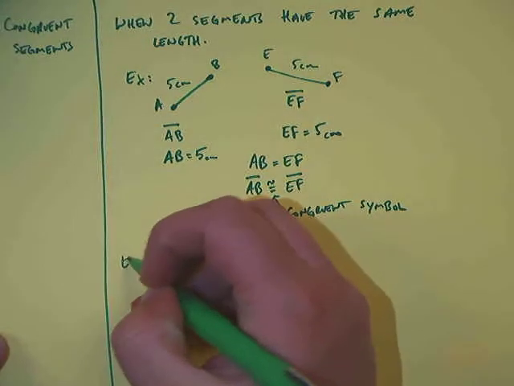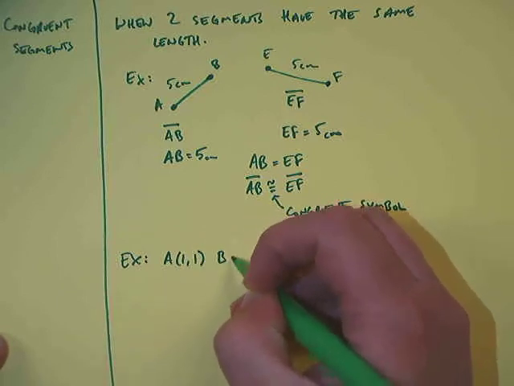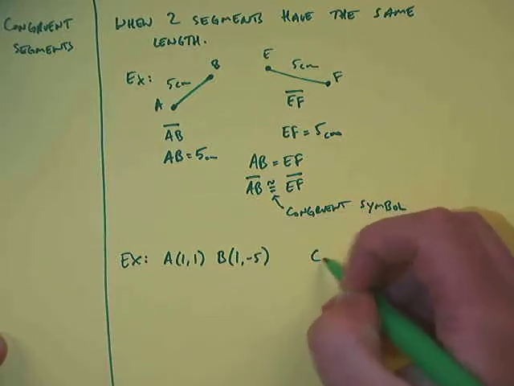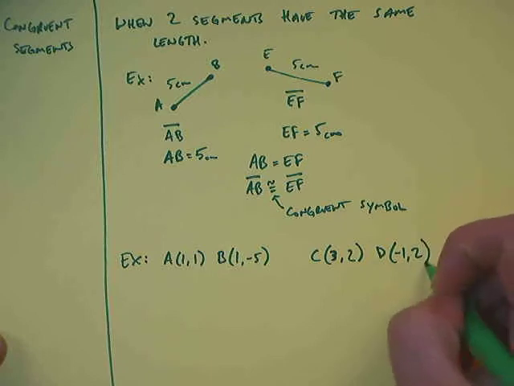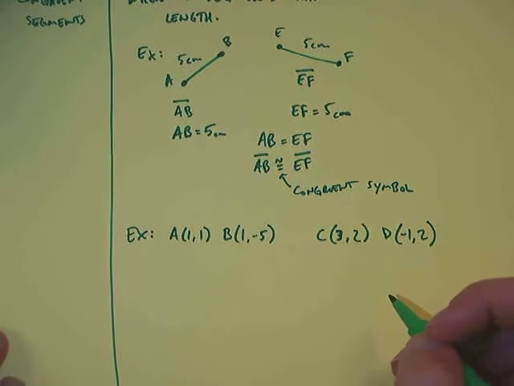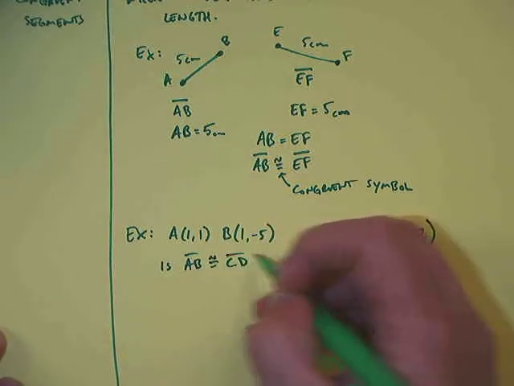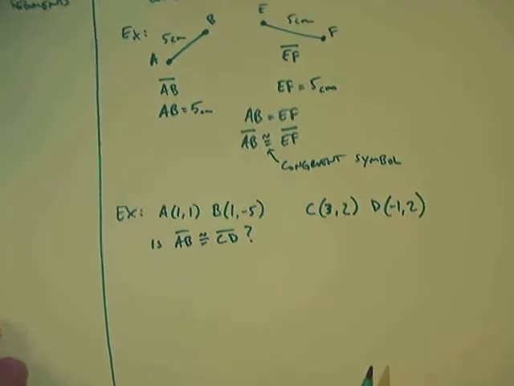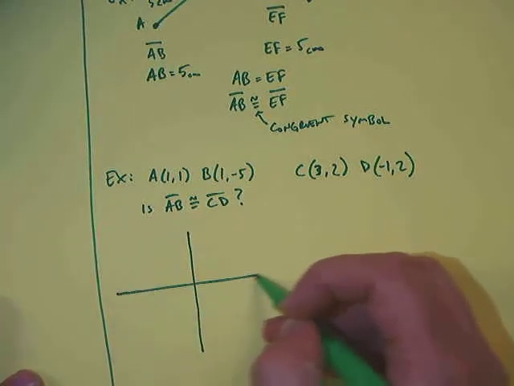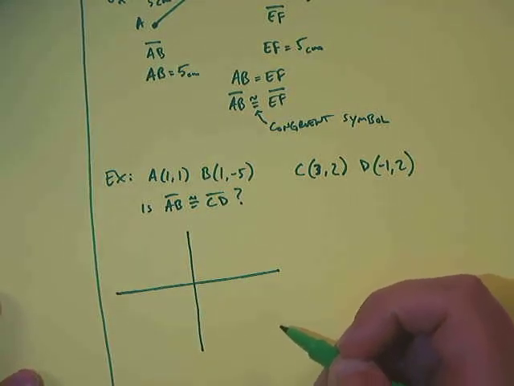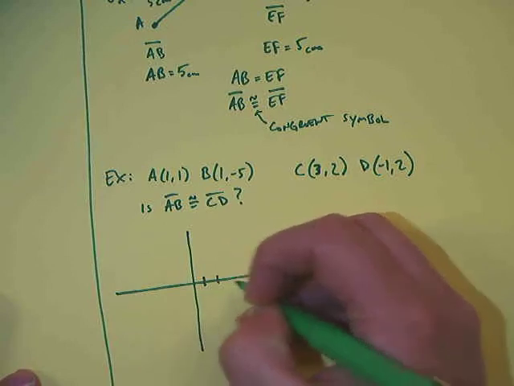Okay. So an example of how we're going to be using congruent today is like this. Let's say we have points A, B, C, and D, and we want to graph these points and decide, is AB congruent to CD? Okay, so to find out, we got to graph the points. So this is going to take us back to algebra, probably, is the last time you graphed a point. And I'm just going to draw a quick graph for myself here.